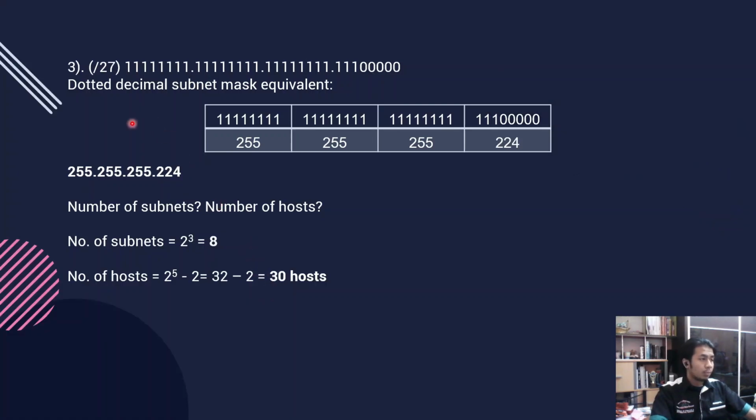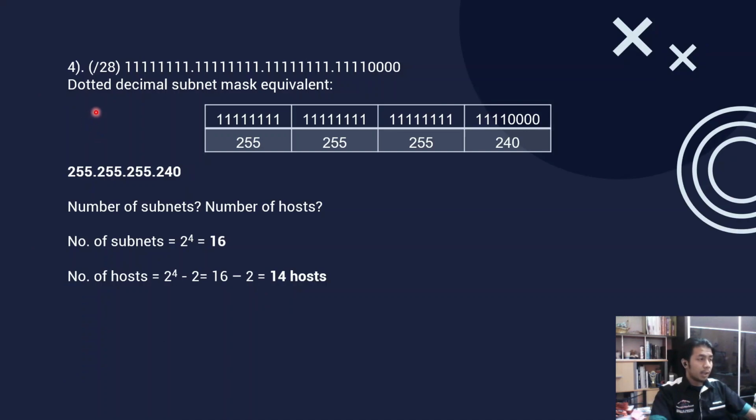We move on to prefix 27. The dotted decimal subnet mask is equivalent to 255.255.255.224, and the number of subnets is 2 to the power of 3, which is equal to 8, and the number of hosts is 2 to the power of 5 minus 2, which is 32 minus 2, which is equal to 30 hosts per subnet.